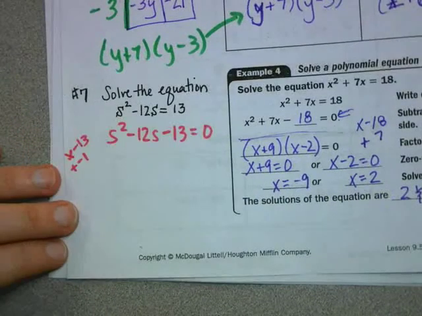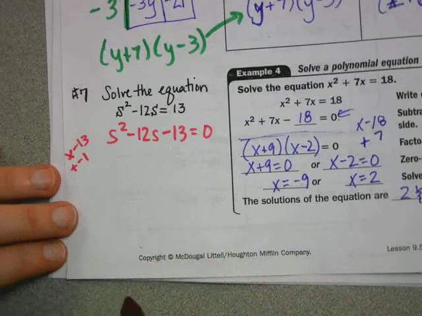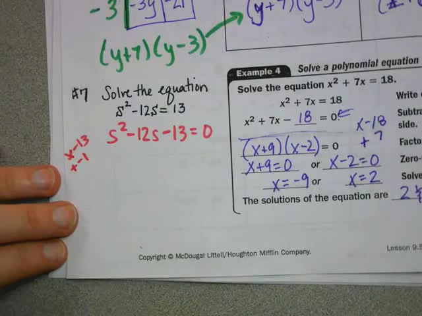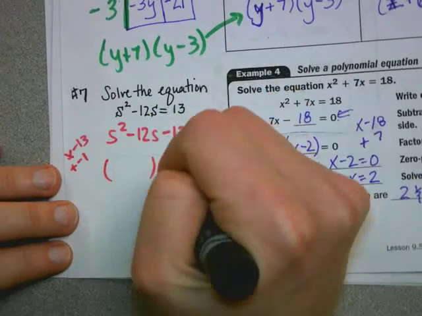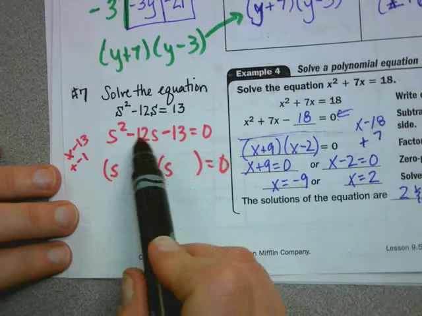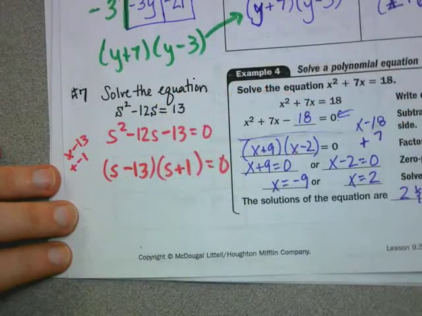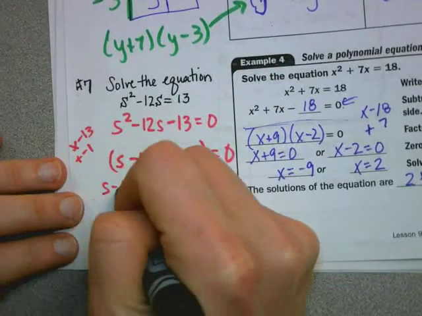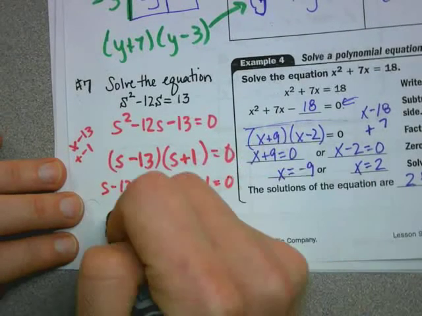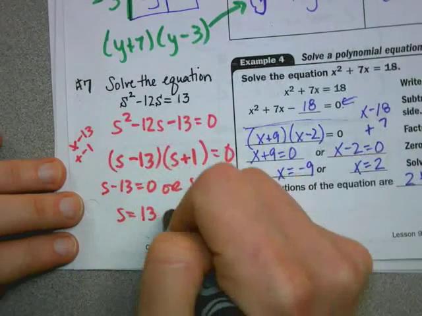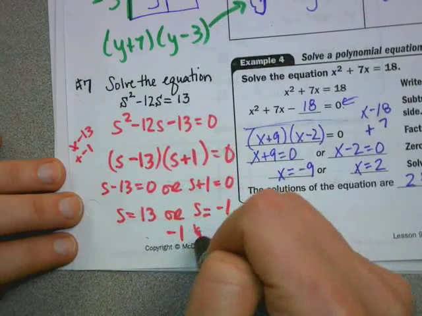Okay, breaking it down, you should have subtracted 13. And then we have what multiplies to negative 13 and adds to negative 1. So think about that in your brain. What's that going to be? I got my S's. And now it ends up being a negative, right? So it's minus 13, positive 1. Then set them both equal to 0 and solve. So S is a positive 13 or S is negative 1. So the solutions are negative 1 and 13.